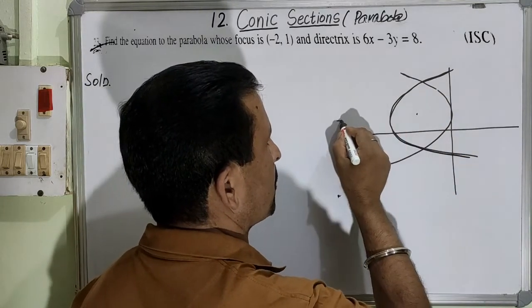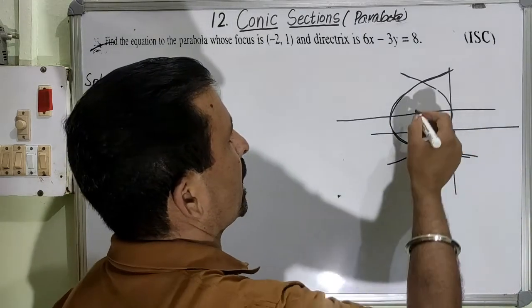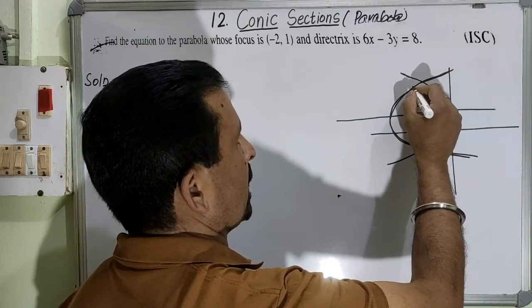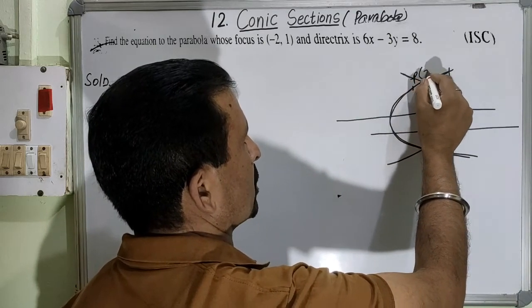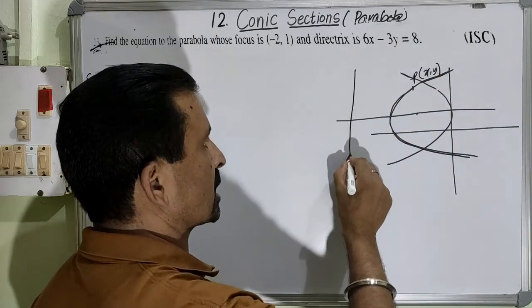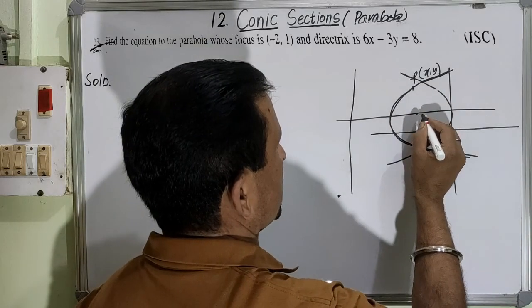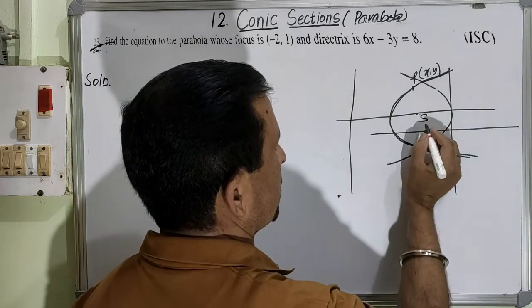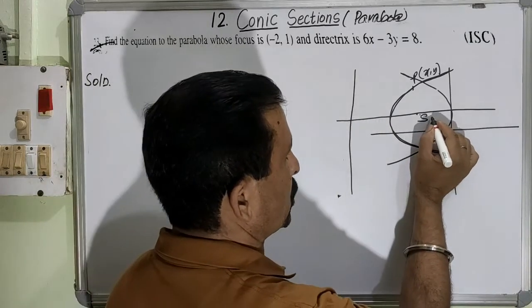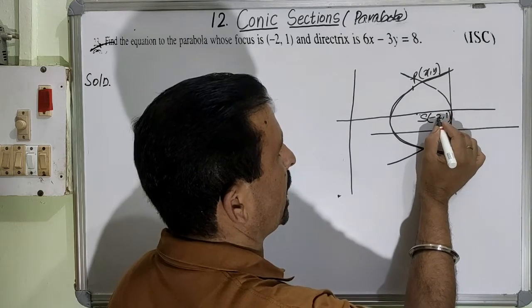This is the focus. Now let us draw the axis. And now on this parabola, we have a point somewhere here whose coordinate can be assumed as x and y. This question we have already seen. The first few questions are of the same type. And then this is the focus. We can mark it as S, and the coordinate of the focus is given as -2 and 1.